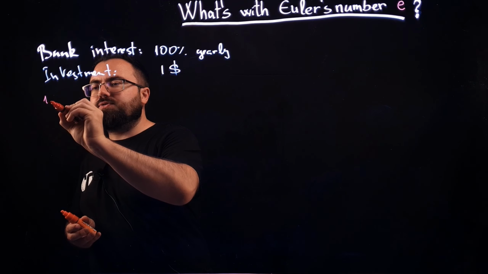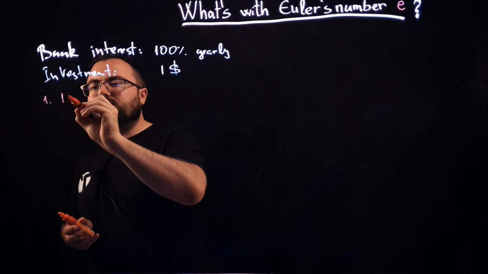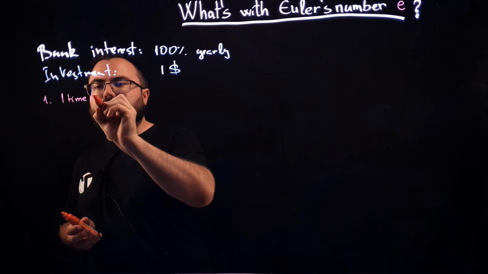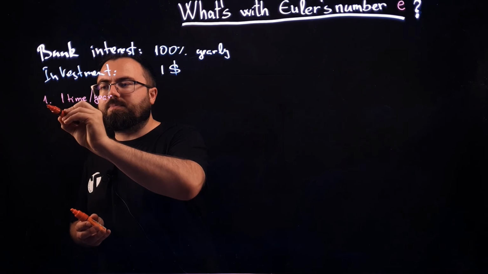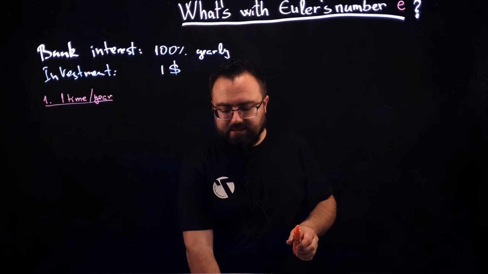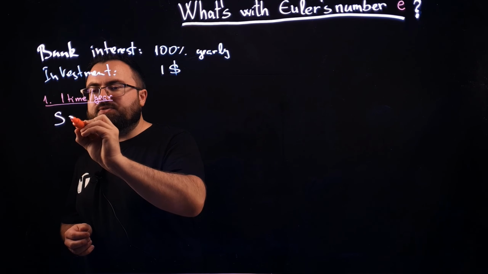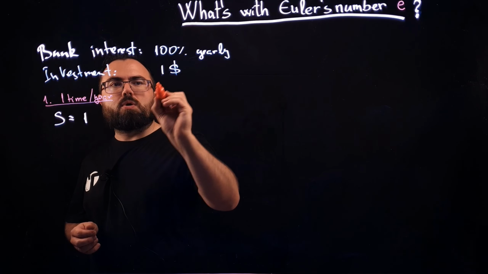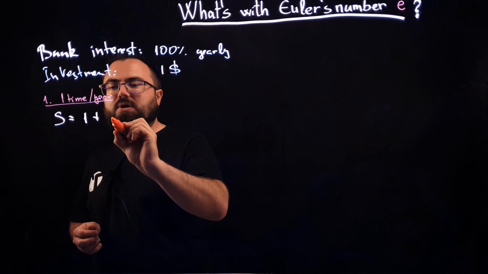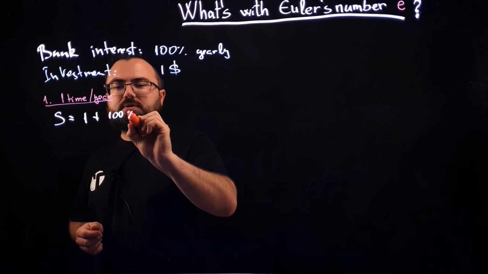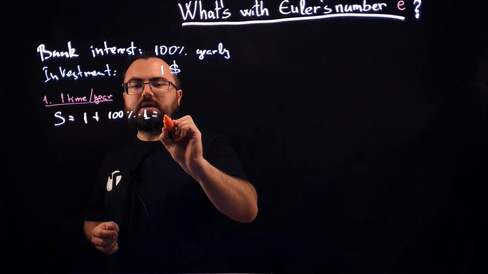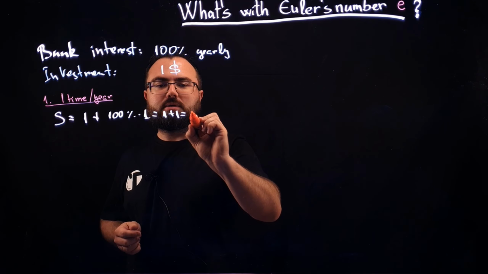And the first one is it's capitalized one time per year. And the calculation goes as follows. You would have your S equal to 1, that's the $1 initially invested, plus 100% of 1, and this is 1 plus 1, well, that's 2.